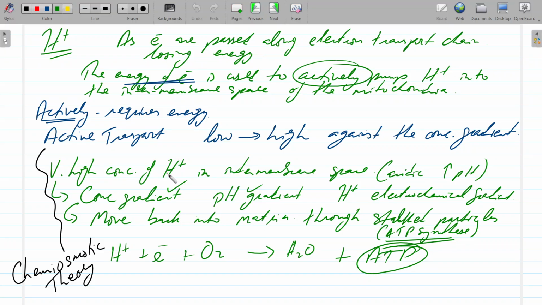And so what happens is that the protons move back into the matrix, but right through the ATP synthase molecule, the stalked particles. That is where this reaction takes place. And along with that, the energy of the passive diffusion of protons through the ATP synthase molecule is used to synthesize ATP, and that is where the bulk of the ATP comes in. This entire process is referred to as the chemiosmotic theory.